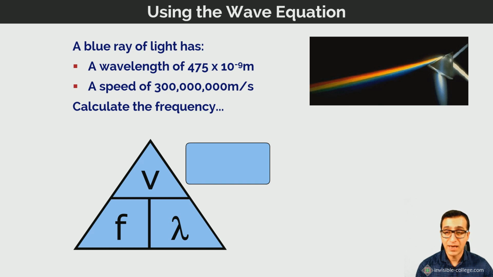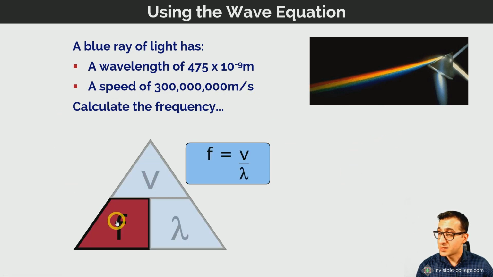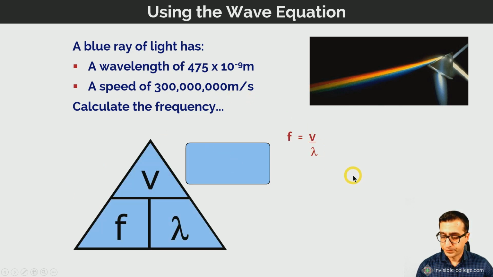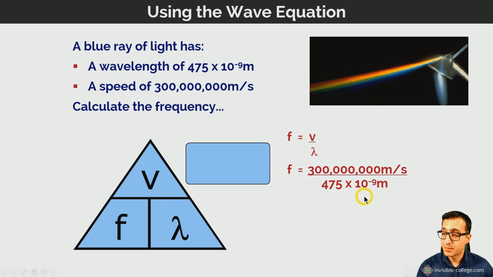This is pretty straightforward, but we need to look at an example anyway, so let's go ahead and do that. In order to calculate the frequency, once again, you're going to need to rearrange the wave equation to make frequency the subject. Frequency is the speed divided by the wavelength. So frequency is therefore 300 million meters per second, the speed, divided by the wavelength, 475 times 10 to the power minus 9 of a meter. Again, make sure that these are in the correct units.